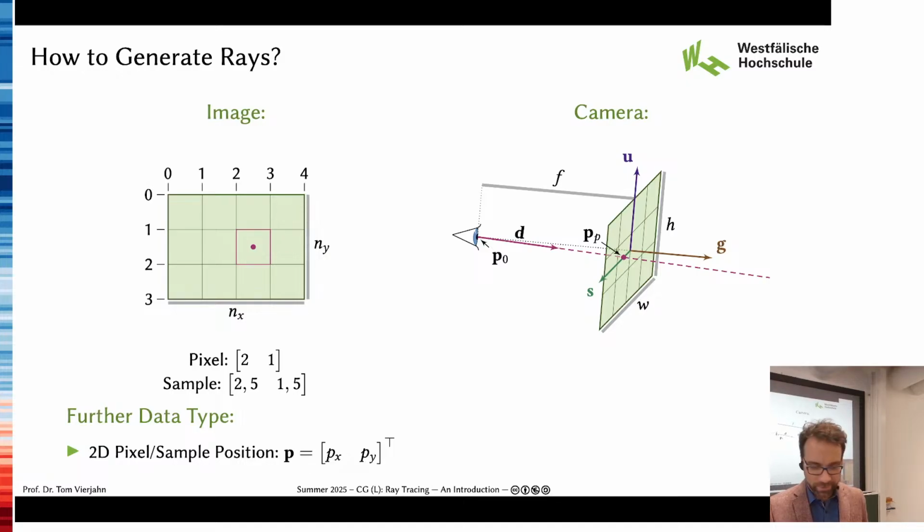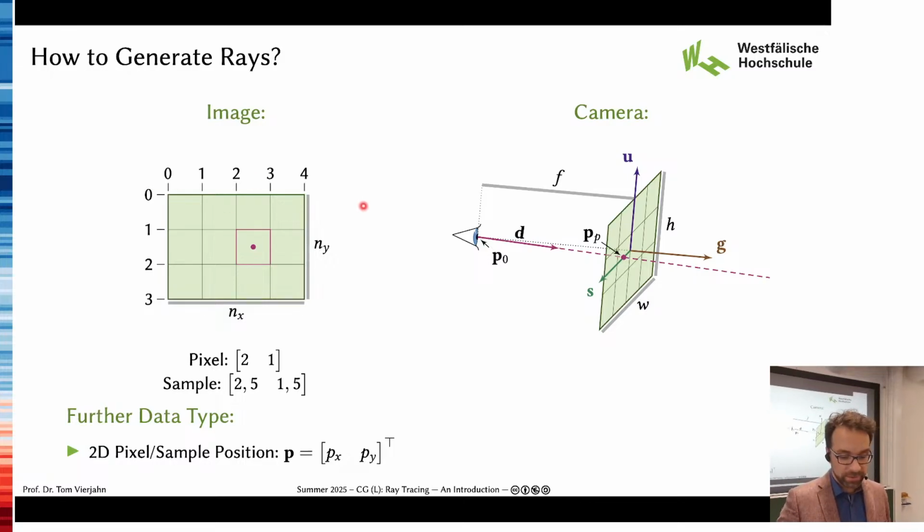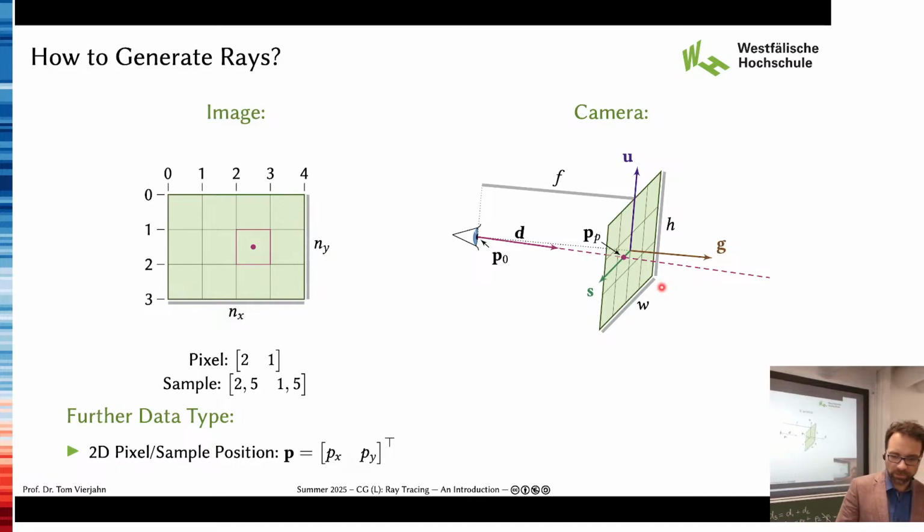All right. How to bring both together? We have the image in the computer as a 2D array of colors with integer indices going from, in this example, 0 to 4 and 0 to 3, floating point samples through the pixel centers, with an image plane in the camera, let's say 3.2 centimeters wide and 1.8 centimeters high. Well, whatever that format would be.